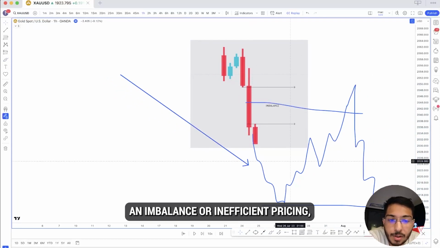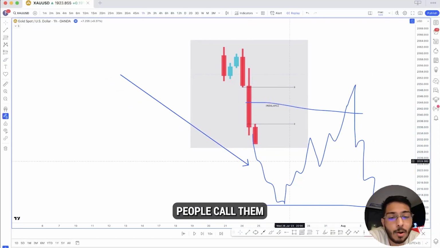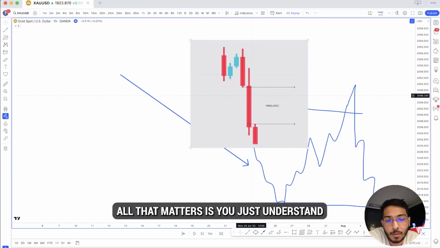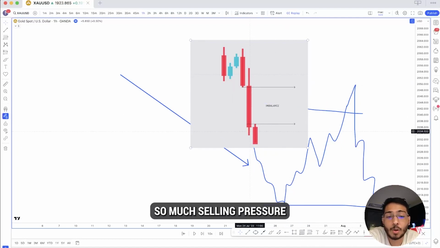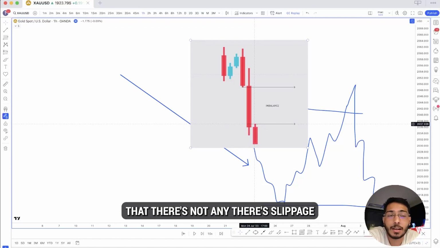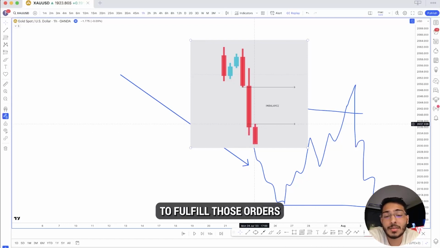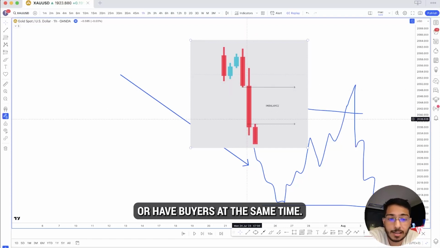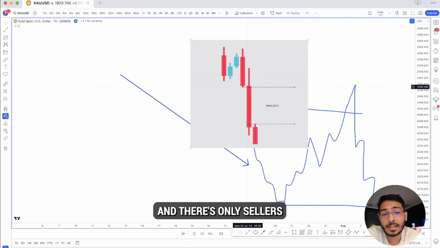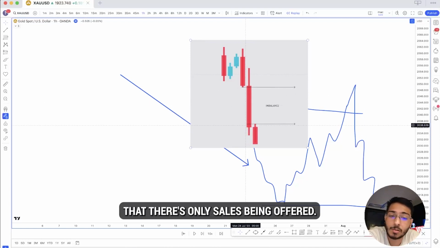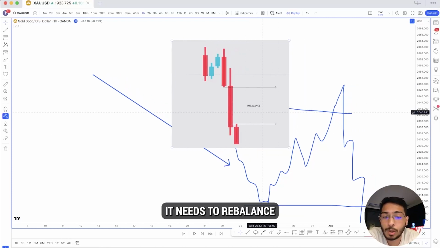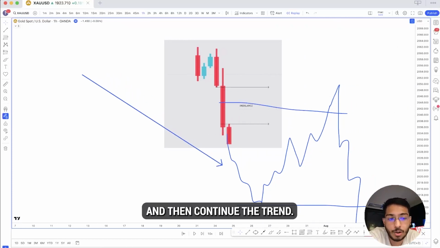An imbalance or inefficient pricing, a fair value gap, people call them multiple different things. It doesn't necessarily matter. All that matters is you just understand what's going on. Really, it's either that there's so much selling pressure that the market moves so fast that there's slippage and there's not an opportunity to fulfill those orders or have buyers at the same time. Maybe there's absolutely no buyers at that moment in time and there's only sellers and price moves so fast that there's only sells being offered, right? But eventually, price needs to correct itself. It needs to rebalance and then continue the trend.